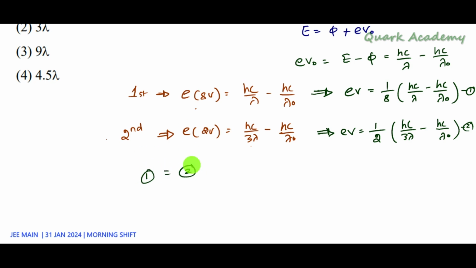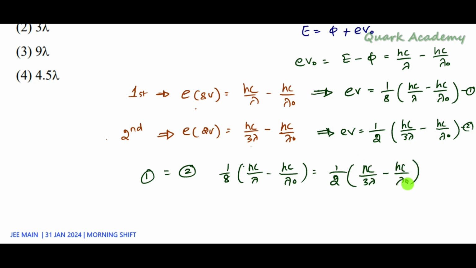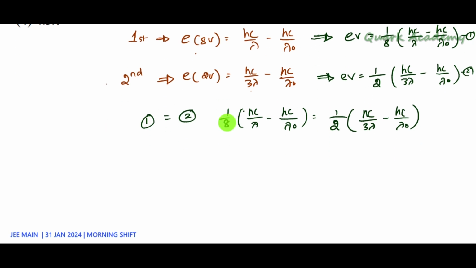So 1 equal to 2. Let me write here 1 by 8 into hc by lambda minus hc by lambda 0, which is equal to 1 by 2 into hc by 3 lambda minus hc by lambda 0. So this will become 4. This we can cancel, and the hc terms we can cancel. So we are left with 1 by 4 lambda minus 1 by 4 lambda 0, which is equal to 1 by 3 lambda minus 1 by lambda 0.